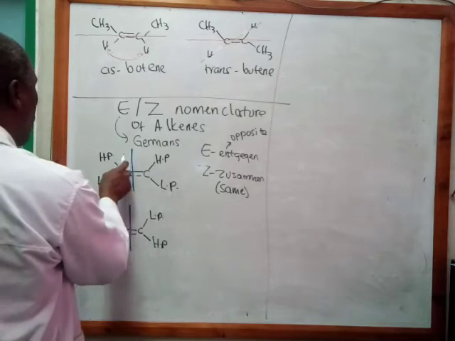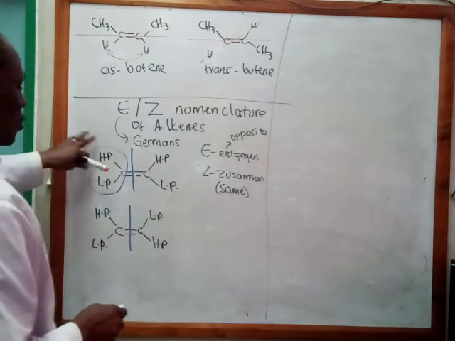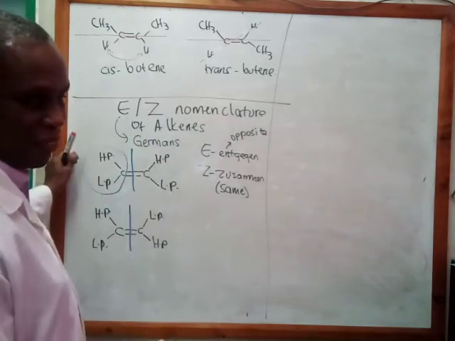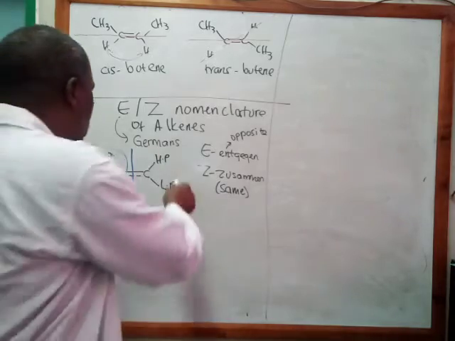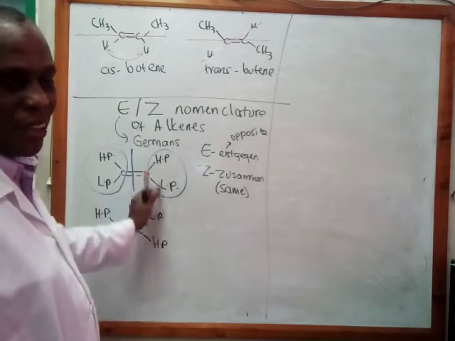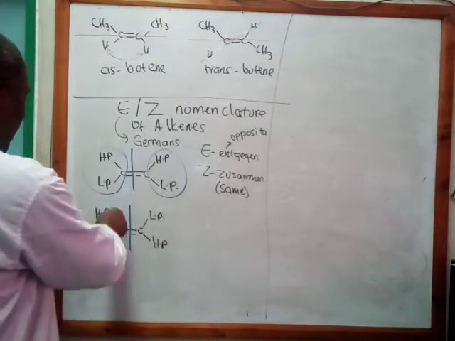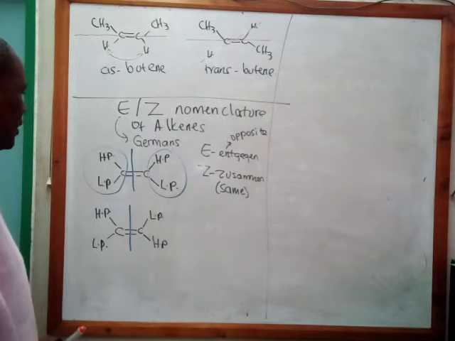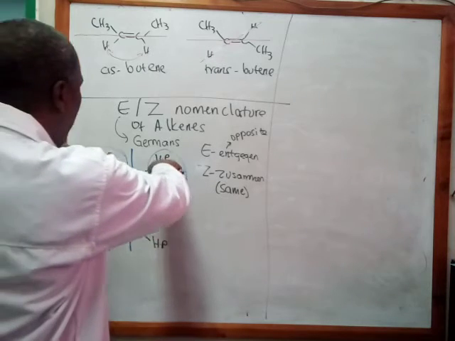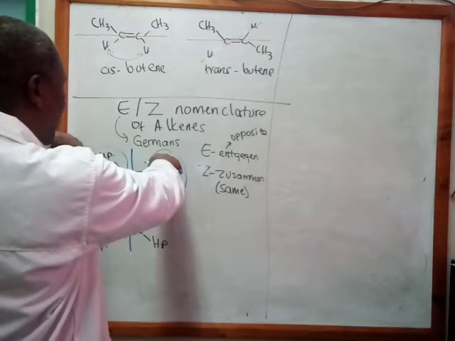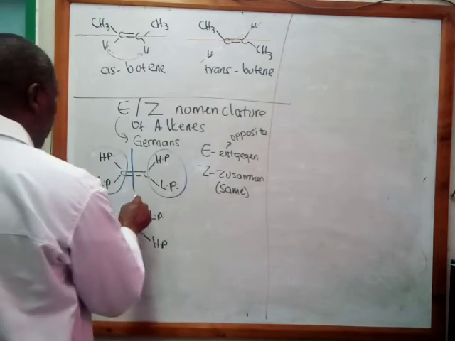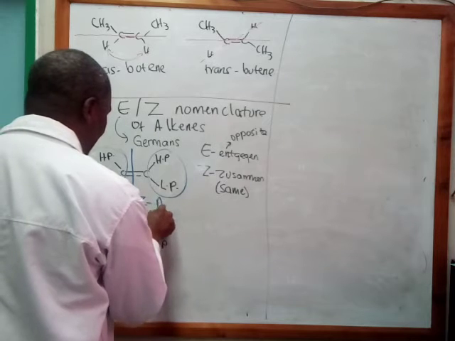So on the left side of the horizontal line, you're going to be looking at the priority of the groups on the left, and then you compare with the priority of the groups on the right. Can you see now? This one you're now dealing with a vertical line, yeah, a vertical line. So you're going to be comparing the groups on the left or on the right. So the thing is this: if you're going to have two high priority groups on the same side, and then two low priority groups on the lower side, so this one will be called a Z alkene.